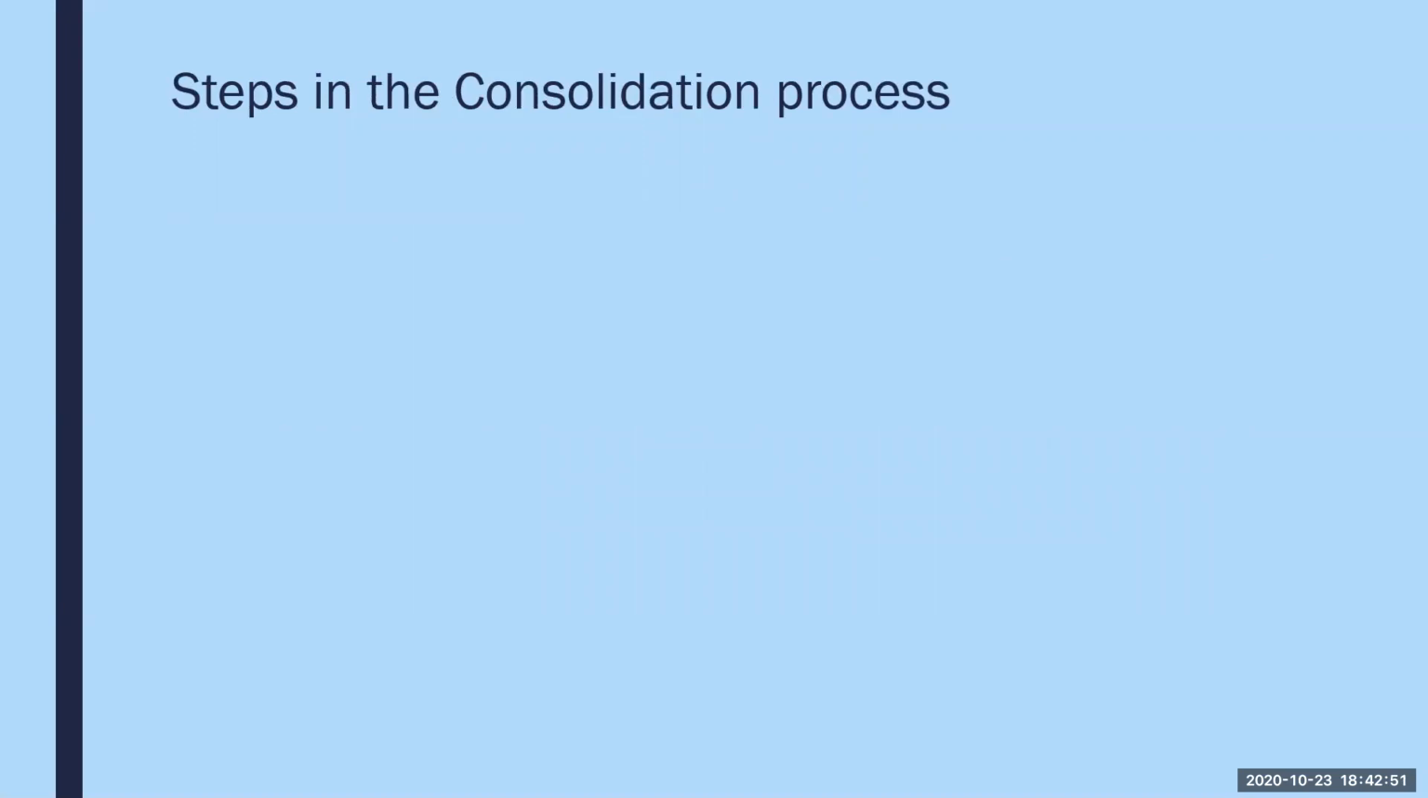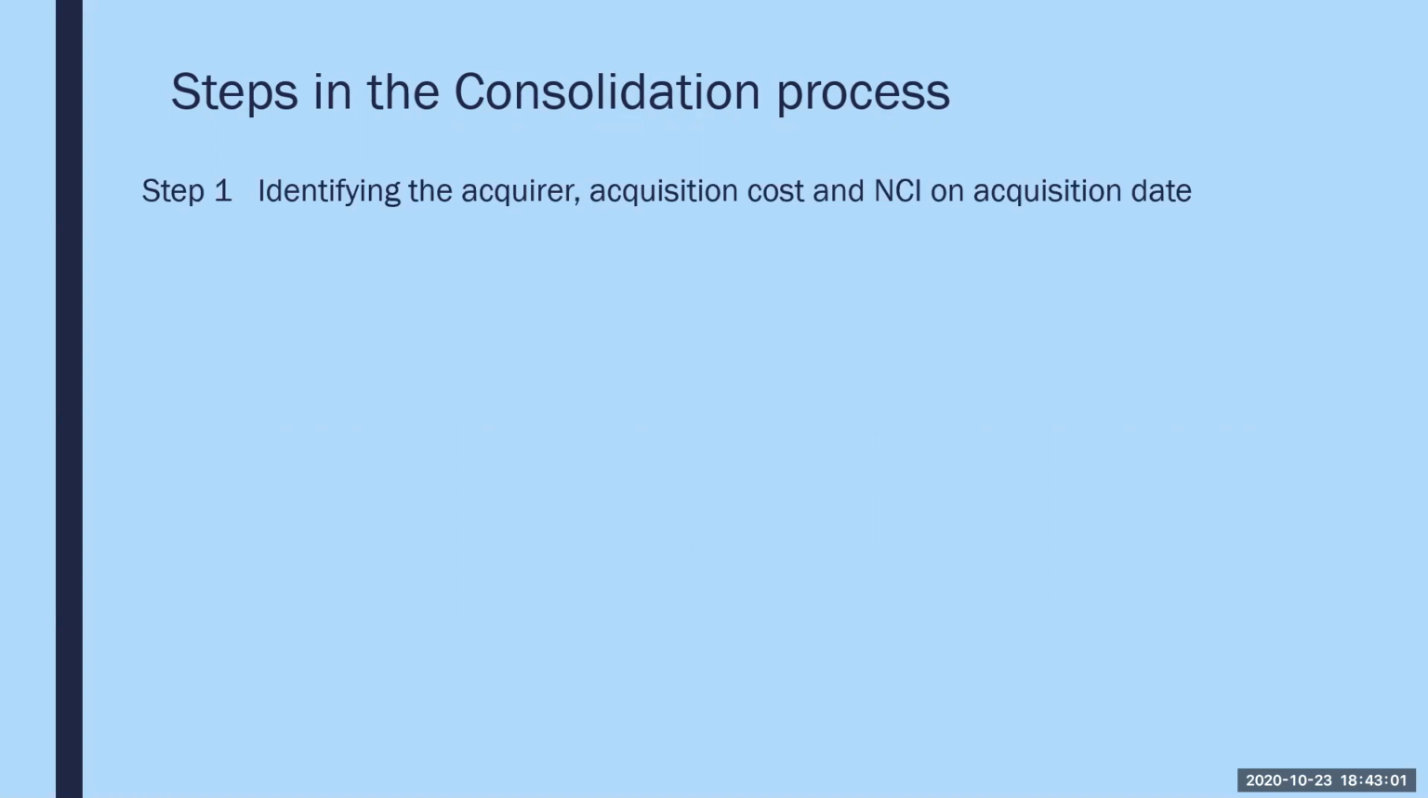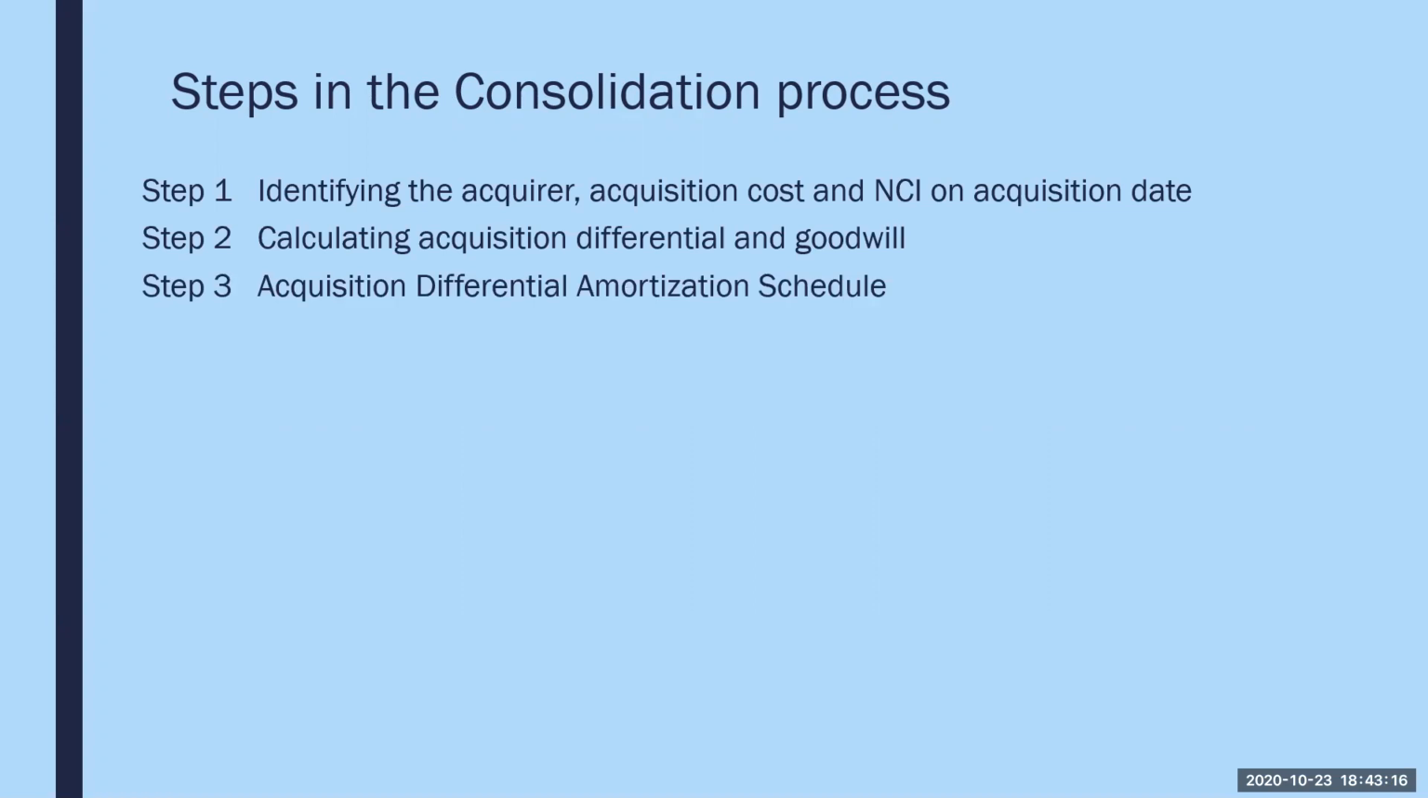Now, in a typical consolidation question, you will go through the equivalent of 10 steps, beginning with step 1, identifying the acquirer, the acquisition cost, and the non-controlling interest on the date of acquisition. You also calculate the acquisition differential and goodwill. Step 3, we prepare an acquisition differential amortization schedule.